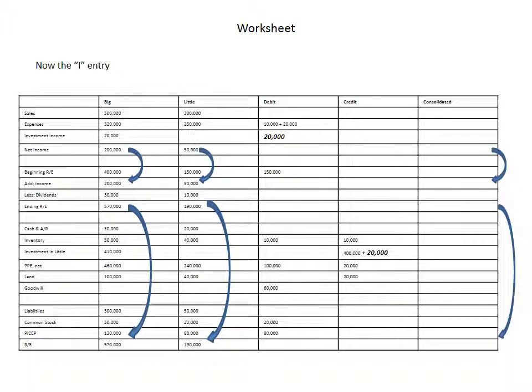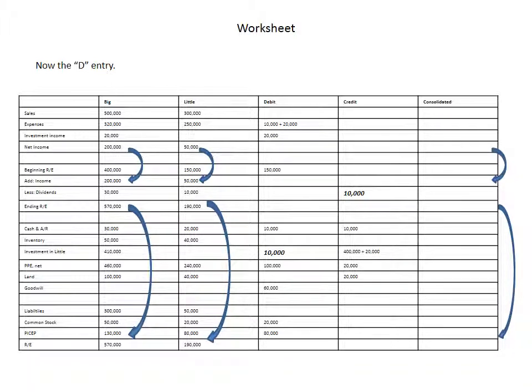Next we have our I for income entry, I for investment income. And again, this should be the easiest entry of all. We look at the worksheet. The worksheet says under the big column, investment income $20,000. That's a positive income, so it's a credit balance. So to eliminate the investment income, we have to debit investment income and credit the investment in little account. Again, another frequent area of confusion is getting the investment income and the investment in little accounts mixed up. Again, investment income is an income statement account. The investment in little is the asset representing our ownership of little.